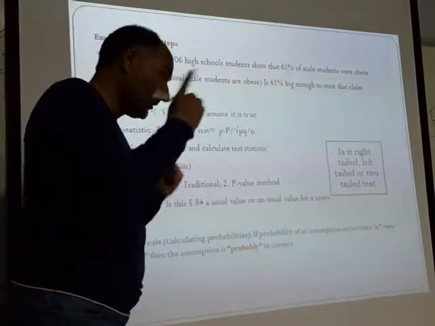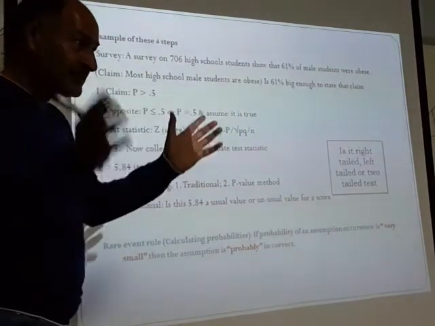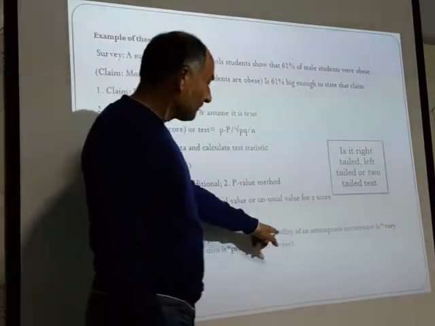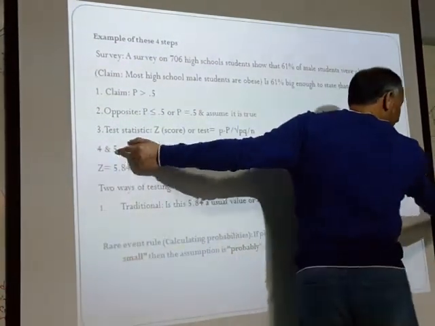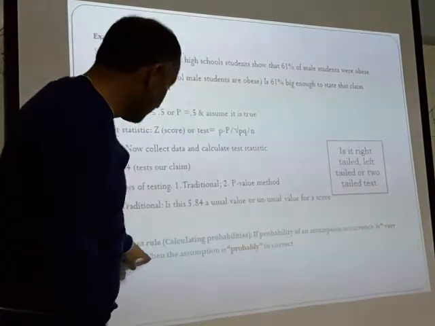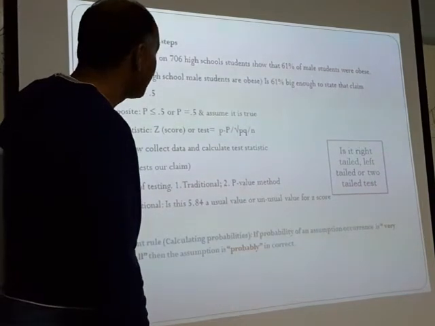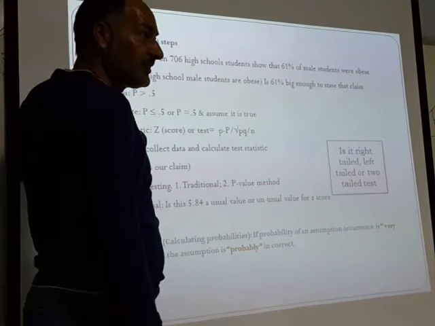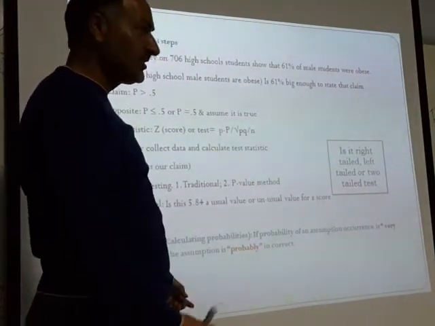Now what's important is how much value I have got. I have collected the data and calculated the z-score. If the probability of this is very, very small, whereas there was 95% probability here, then the assumption is probably incorrect. What was my assumption? My assumption is that the null is true, that it's equal to 50%.